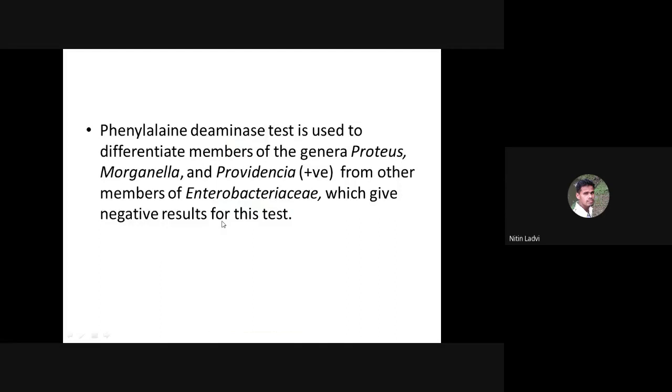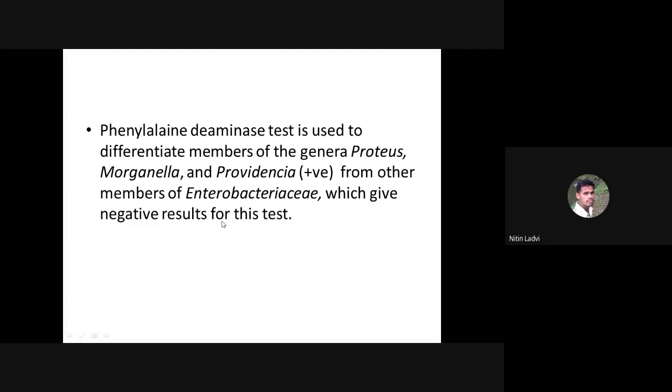So as far as the main purpose of this test is concerned, obviously it is one of the key indicators for the identification, or we can say the confirmation, of a Proteus species. So you will be using this particular medium as one of the biochemical tests once you are dealing with the different types of organisms from the Enterobacteriaceae family.